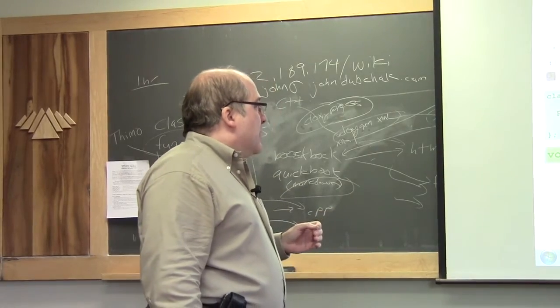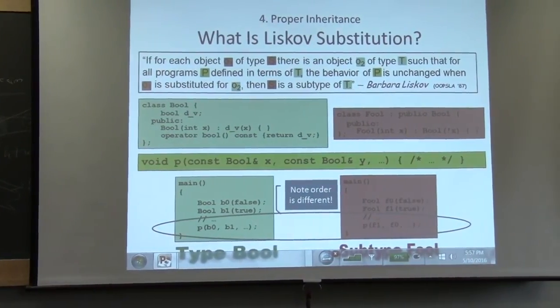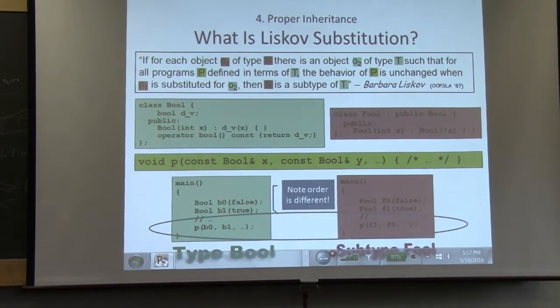Now, the crazy thing here is we have bool and fool. There's no inheritance going on here at all. None. Zero.